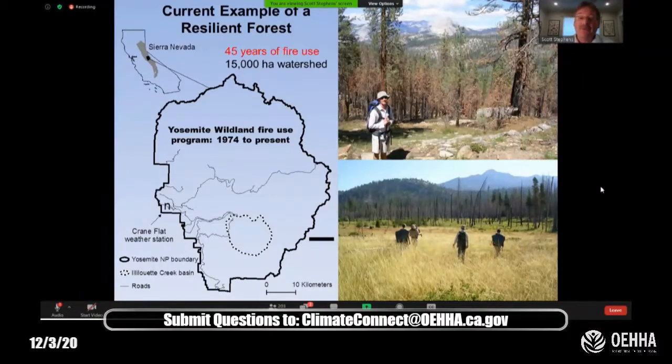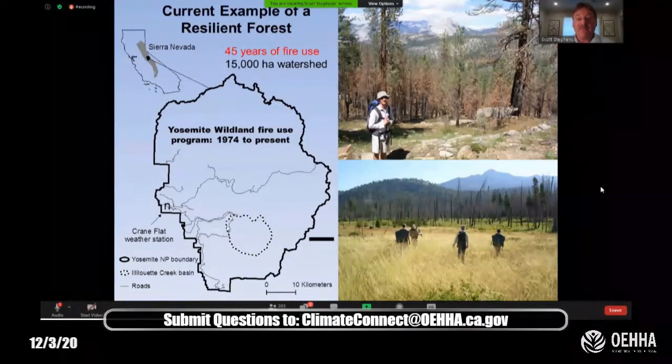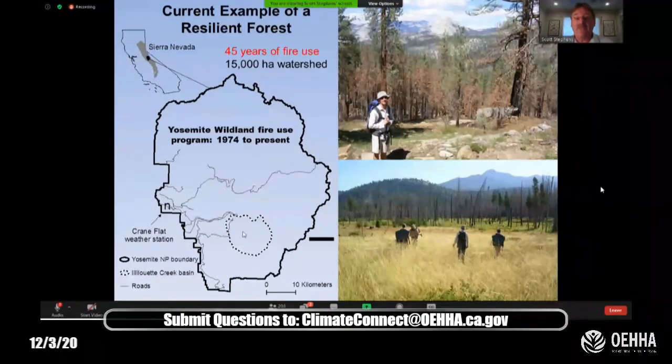Yosemite National Park, one of my favorite places, probably a lot of your places. Down here at the bottom is the Illilouette Creek Basin. Right there is Yosemite Valley. And the Illilouette Creek is pretty much just southeast of Half Dome. It's an area where the national park, to their credit, has been allowing lightning fire to burn pretty much unabated since about 1972. Pretty big area, a 15,000 hectare watershed.